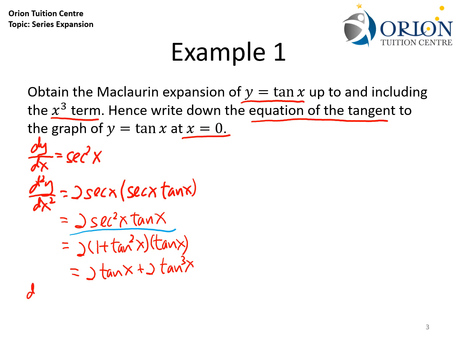Now for the third derivative, d³y/dx³ will be equal to 2 secant squared x plus 6 tangent squared x secant squared x. Now let's find out the values of all these derivatives when x equals 0.